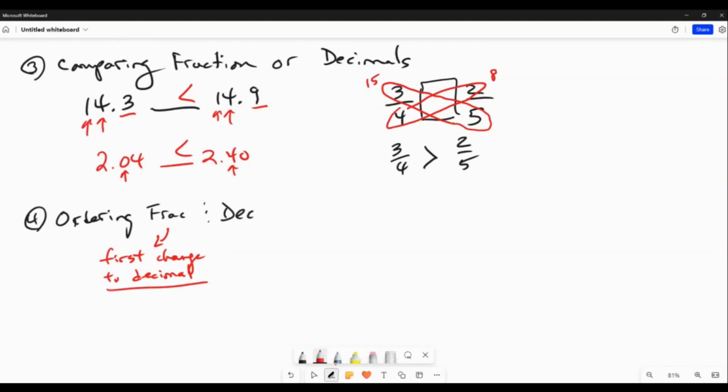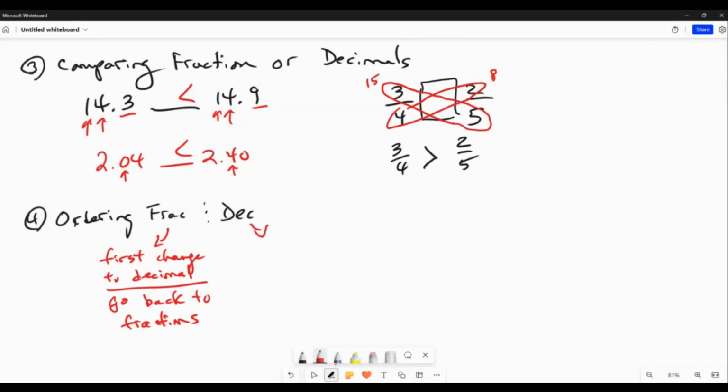But the thing you got to remember is you have to go back to fractions when you're writing your answer. You can't write the decimal numbers in as the answers because those were not the original problem. So you've got to make sure that you go back to the fractions.